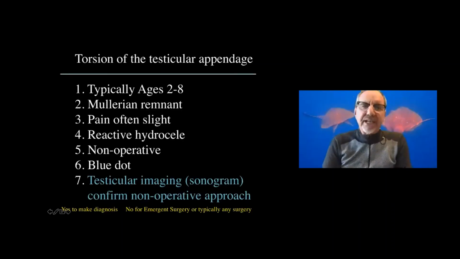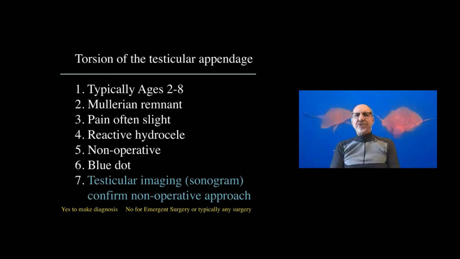Torsion of the appendix testes occurs typically between around 3 to 6, maybe 2 to 8. It's a Müllerian remnant. It's what would have been the uterus that melts away with MIS. Pain is typically slight. In fact, I think most patients never come to our attention because they might be a little bit irritated, then it just goes away. The ones that can be tricky are if there is a large reactive hydrocele, so it's hard to palpate. If you can make the diagnosis, a non-operative approach is, I think, totally fine.